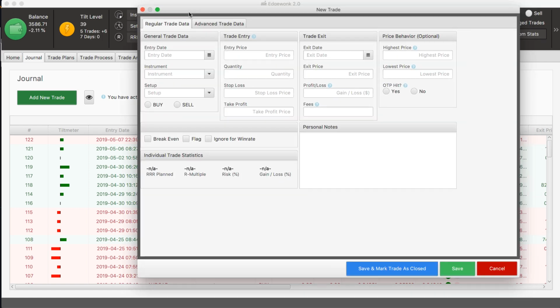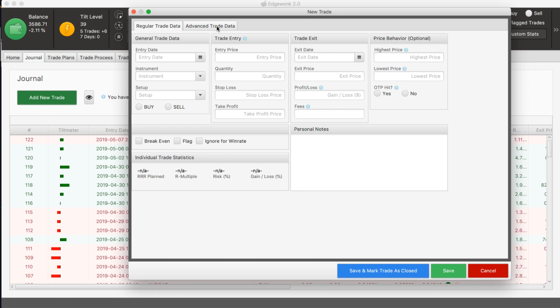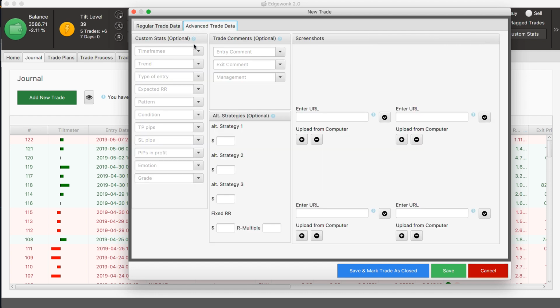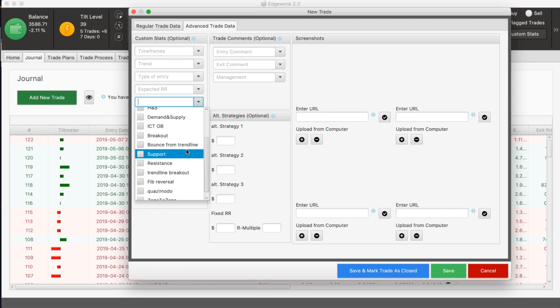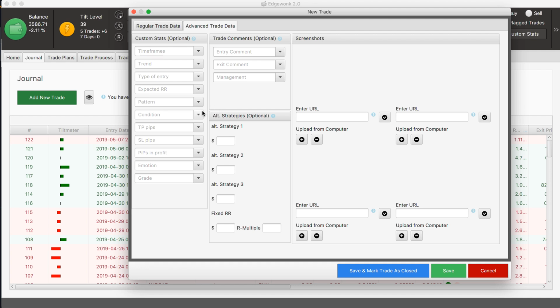So here's the pop-up for your trades, and under advanced trade data you have different custom statistics. For example, the trader in this case used custom statistics for the different time frames. It seems like he's trading the 4 hour, the 1 hour, the 30 minute, the daily, and the 2 hour. He's having a custom statistic for trend. He's taking the trade against the trend, with the trend, or within a range. The type of entry: limit order, market order, or a stop order. Patterns, here different patterns that the trader is tagging on his trades. Conditions: excited, depressed, tired, lack of sleep, pumped.